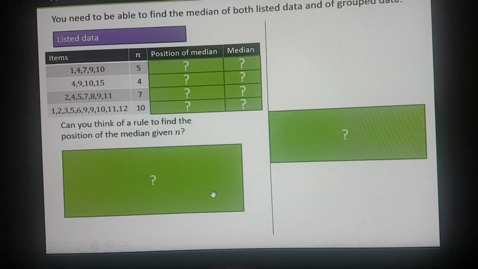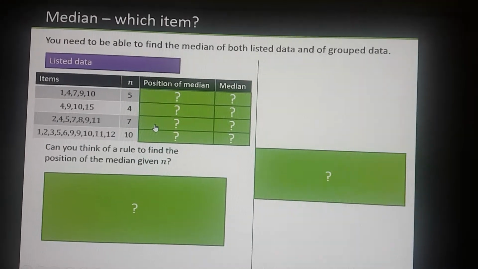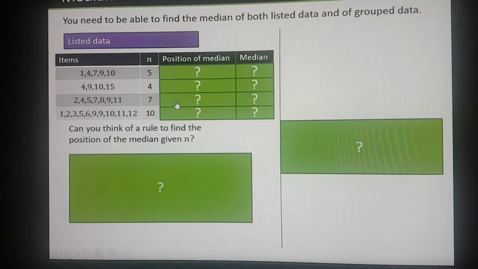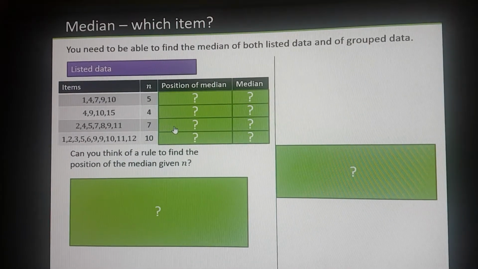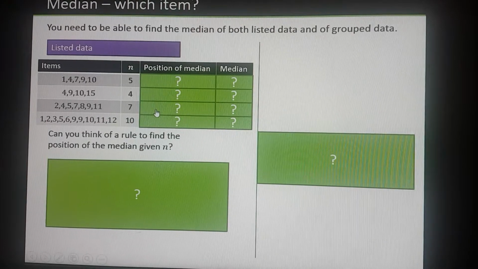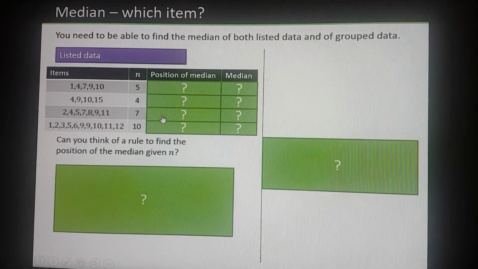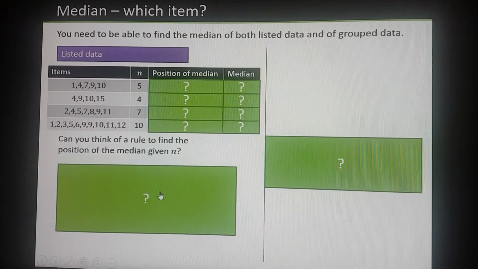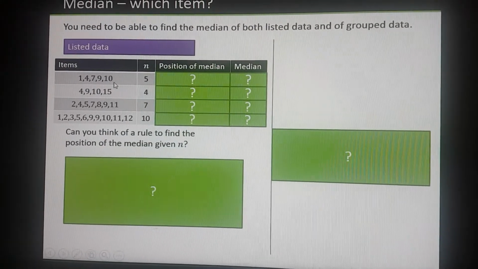Okay, so that is something that some students mix up when we have listed data or unlisted data. We need to know what the position of the median is and what the median is. The position is important as well. You'll find out later why. There is a rule that you can follow, but it also makes sense if you think about it.